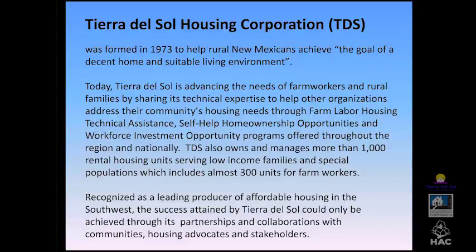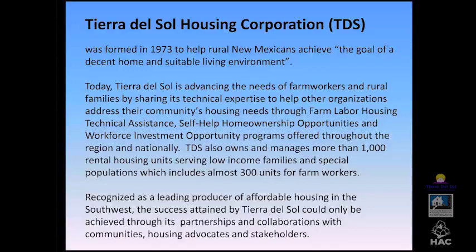Today, Terre del Sol has also expanded its mission and is advancing the needs of farm workers and rural families by sharing its technical expertise to help other organizations address their community housing needs through the Farm Labor TA program, self-help homeownership opportunity programs, workforce investment opportunity programs and services. Terre del Sol also owns and manages more than 1,000 rental units serving low-income families and special populations, and this includes 300 units for farm workers.